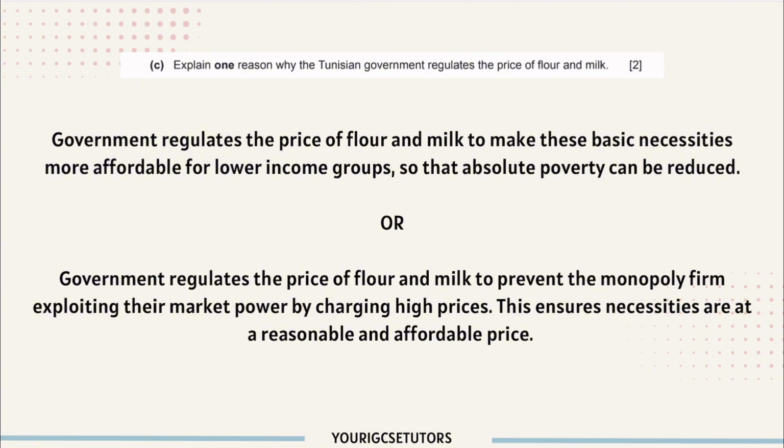So first one, government regulates the price of flour and milk to make these basic necessities more affordable for lower income groups so that absolute poverty can be reduced. Second answer, government regulates the price of flour and milk to prevent the monopoly firm exploiting their market power by charging high prices. This ensures necessities are at a reasonable and affordable price.